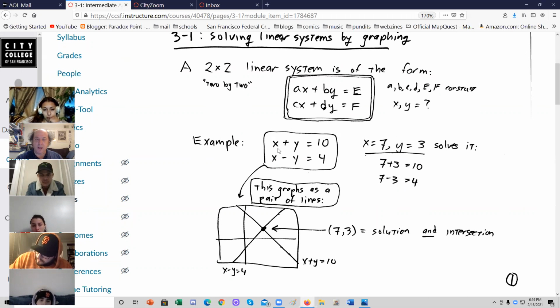Now, if you graph x plus y equals 10, you get a straight line in the plane. If you graph x minus y equals 4, you get another straight line. These two lines intersect at a single point, and not surprisingly, the coordinates of that point are 7, 3. So the intersection of lines corresponds to the solution of a linear system.